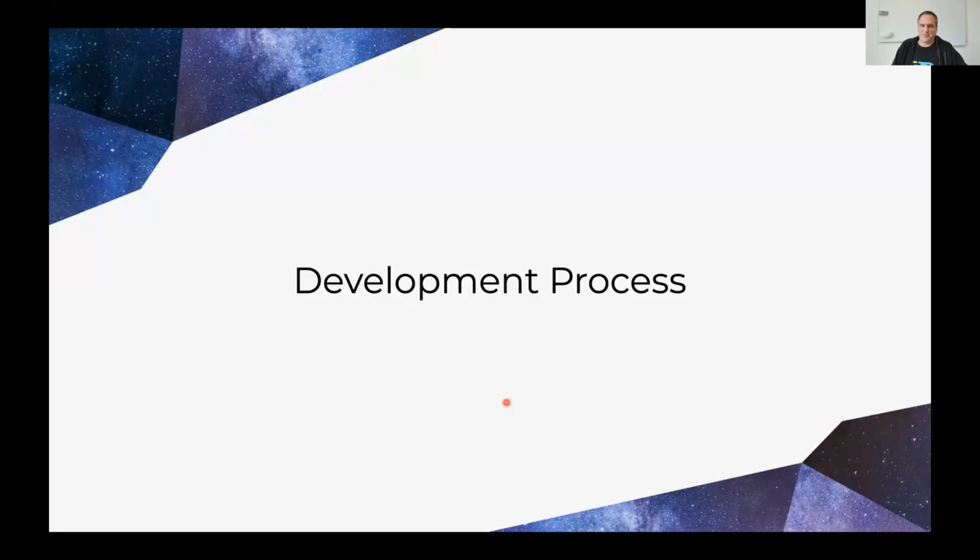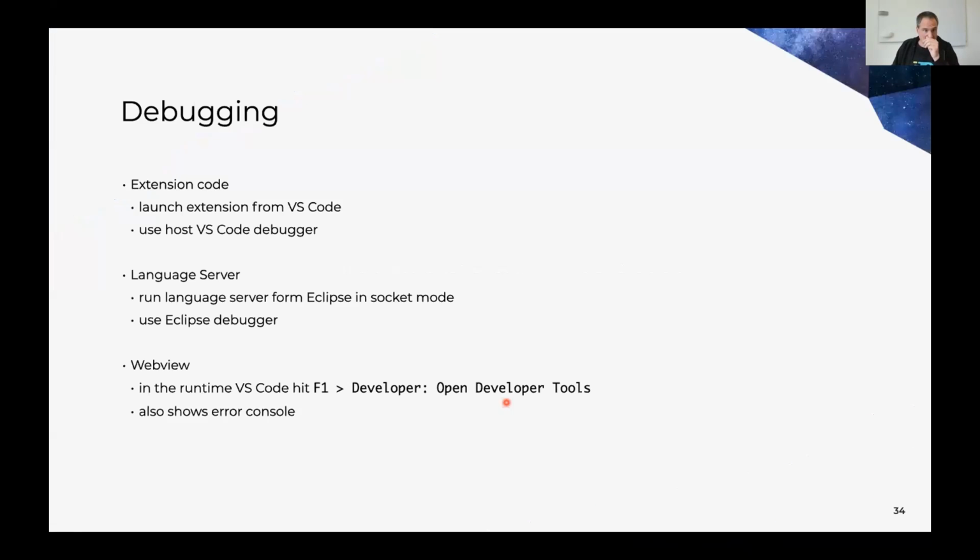Let me give you a few more notes on the development process. First of all, apparently we have a microservice architecture. So we have the extension itself, we have another application running in this web view, and we have the language server, which is yet another process. How do we debug all that? It's actually quite simple. The extension code itself can be debugged with the normal means of VS Code. So you just set a breakpoint in the extension code, and the IDE will stop when that point is hit.